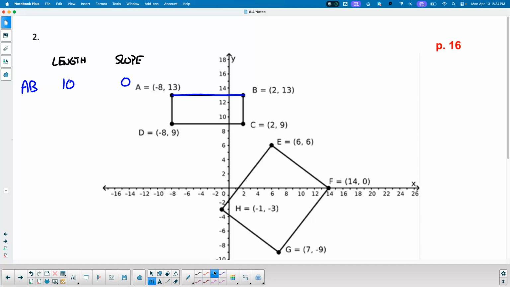Side BC. What is the length of side BC? 4. What is the slope of side BC? Undefined. Is undefined slopes perpendicular to 0 slopes? Yes, so that's good. So we've got one set where we got one perpendicular side.